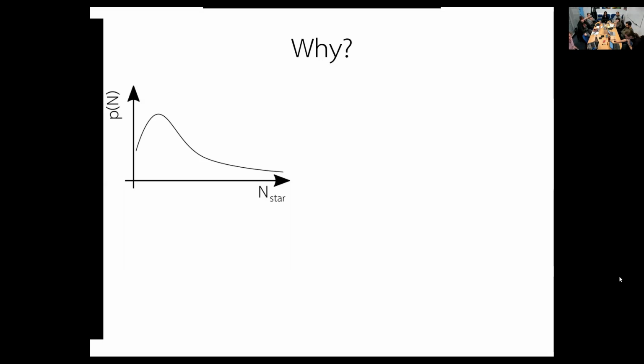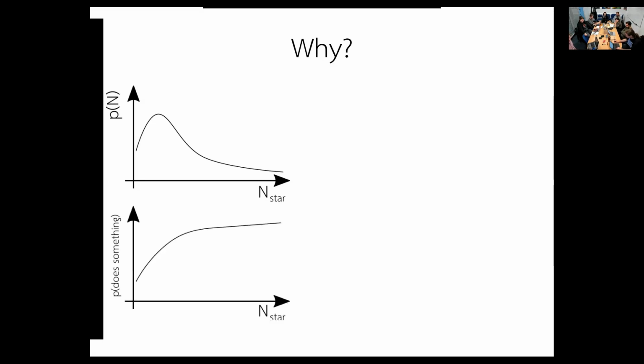So this is a plot of how many systems you have as a function of how many stars in that system, and we know that there are some singles, generally more binaries, and then it kind of tails off from there. This is a plot of how often a system will do something as a function of the number of stars in the system. If you add more stars, it can do more stuff.